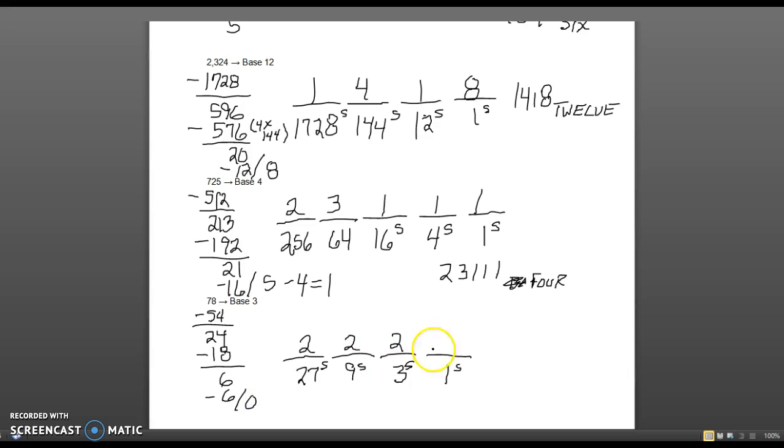And I have used up everything, and I have no 1s to put in my 1s, which is fine. But I need to make sure I put a 0 there to keep the place value. So my answer is 2, 2, 2, 0, base 3.